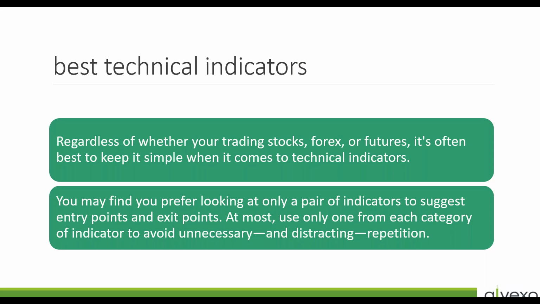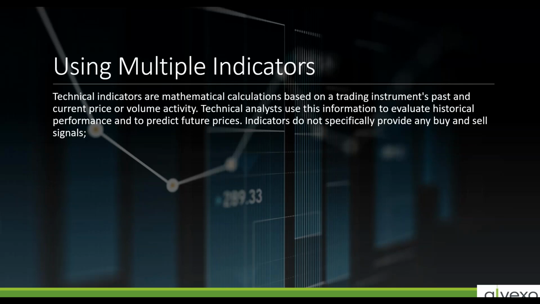Regardless of whether you're trading stocks, forex, futures, it's often best to keep it simple when it comes to technical indicators. You may find you prefer looking at only a pair of indicators to suggest an entry point and exit point. At most, use only one from each category of indicators to avoid unnecessary and distracting repetition.